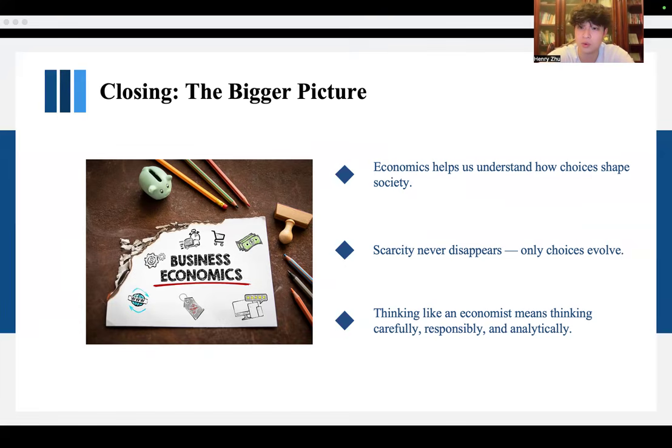Economics begins with a simple idea. Resources are limited, but human wants are unlimited. That problem never disappears. Technology changes, governments change, markets evolve, but scarcity will always remain. And that's why economics will always matter. Thinking like an economist means asking thoughtful questions, weighing evidence carefully, recognizing trade-offs, and making informed decisions rather than jumping to conclusions.